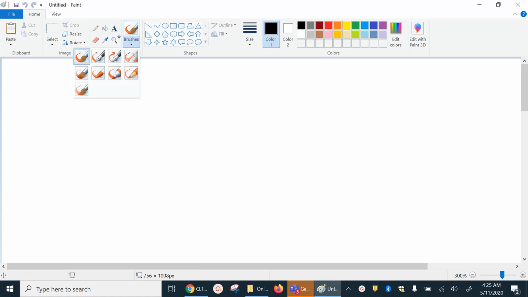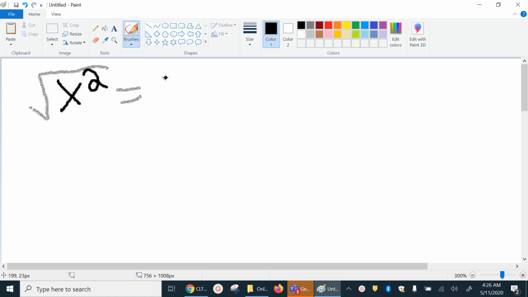Alrighty, so today we're going to talk about this idea of the difference of two perfect squares. So a perfect square is anything where if we take the square root, we're going to get a whole number.